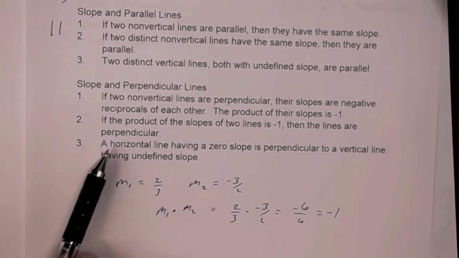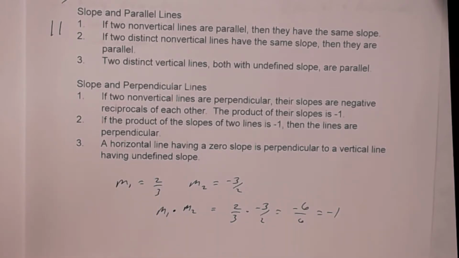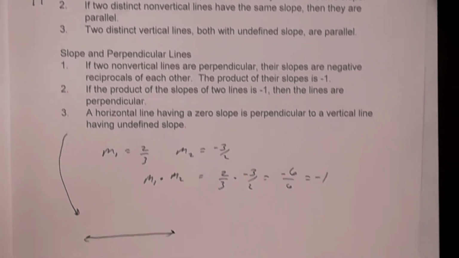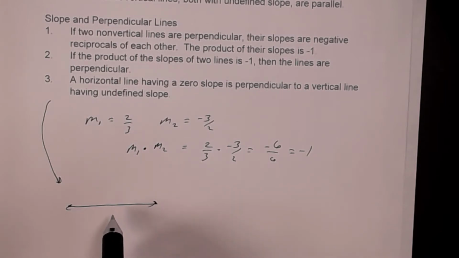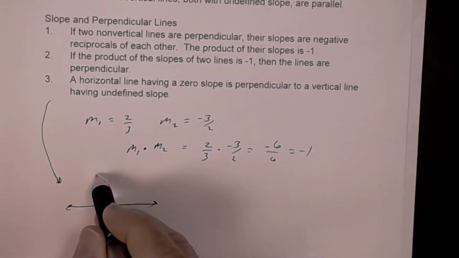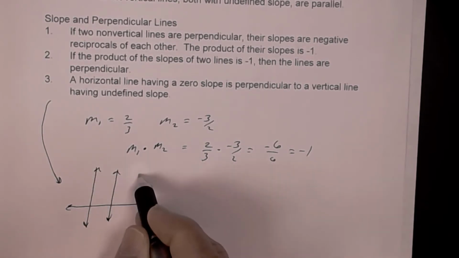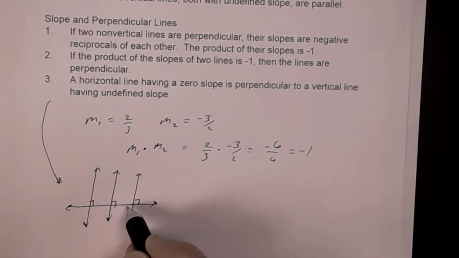And then number 3 says this: if you have a horizontal line that has 0 slope, obviously you remember that all horizontal lines have 0 slope, then that horizontal line is going to be perpendicular to any vertical line. So no matter what vertical line you draw through that horizontal line, those two lines are perpendicular, meaning that they form a right angle. Okay? All right, so now let's look at some problems dealing with what we want to do today.